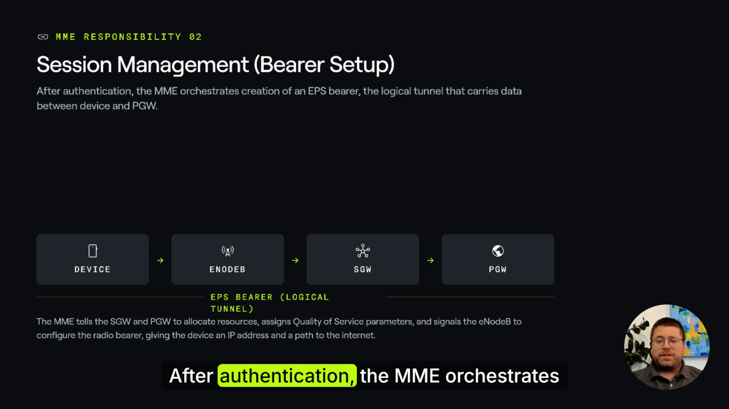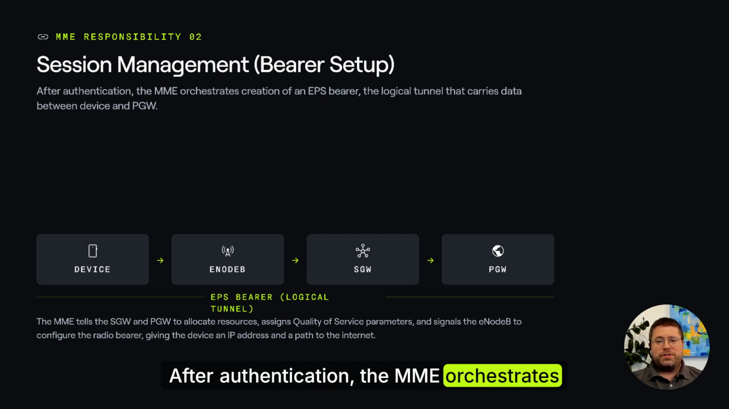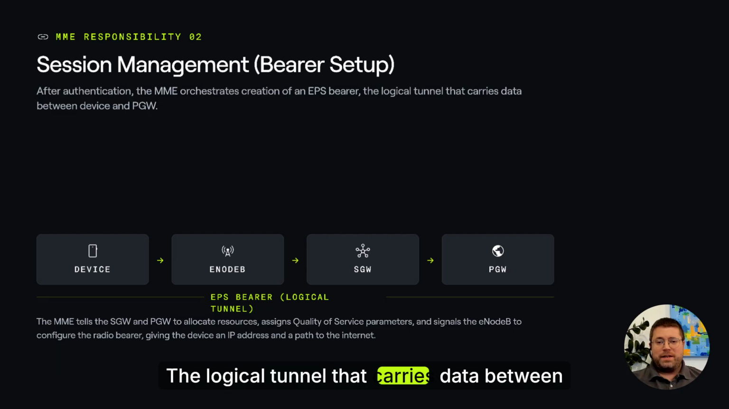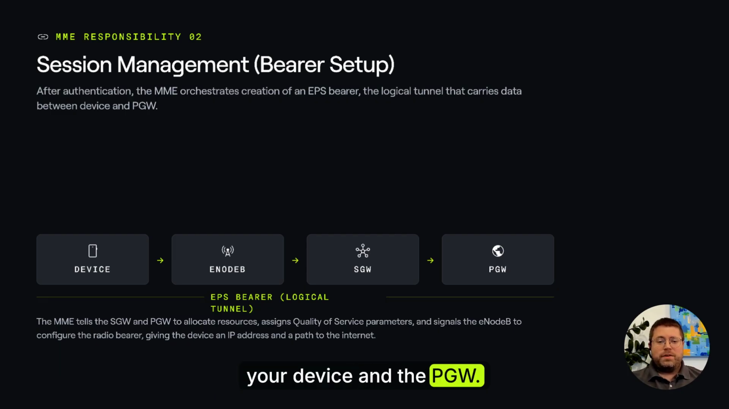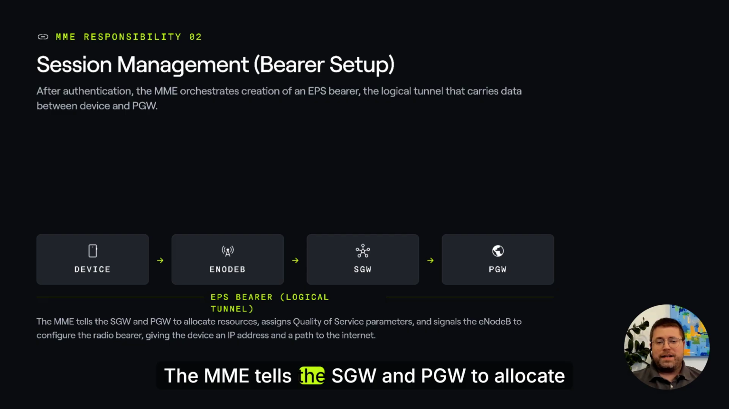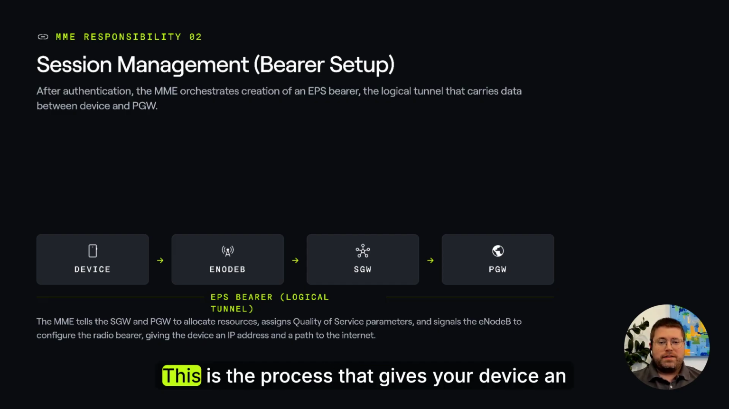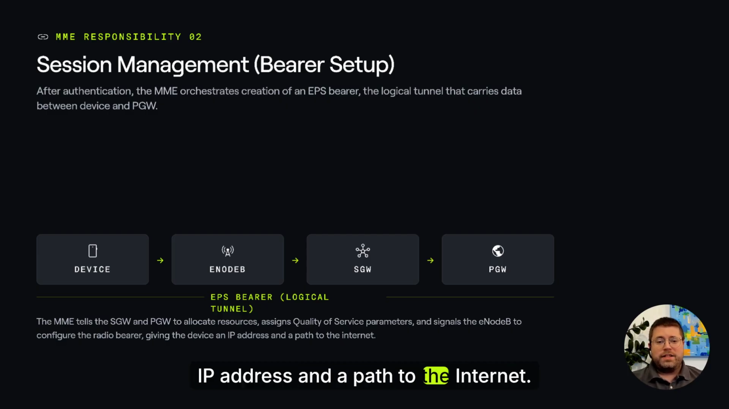After authentication, the MME orchestrates the creation of an EPS bearer, the logical tunnel that carries data between your device and the PGW. The MME tells the SGW and PGW to allocate resources, assigns quality of service parameters, and signals the eNode B to configure the radio bearer. This is the process that gives your device an IP address and a path to the internet.